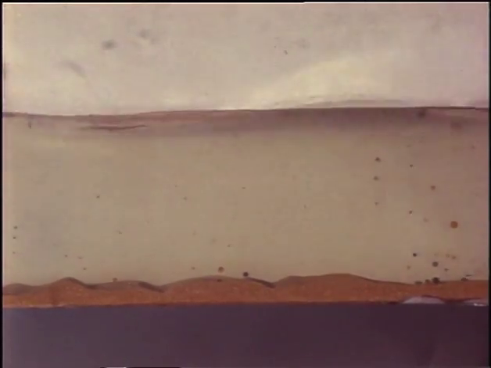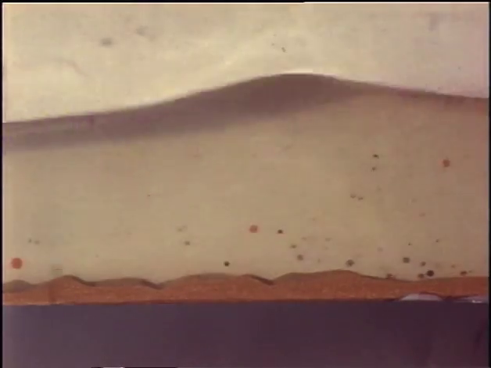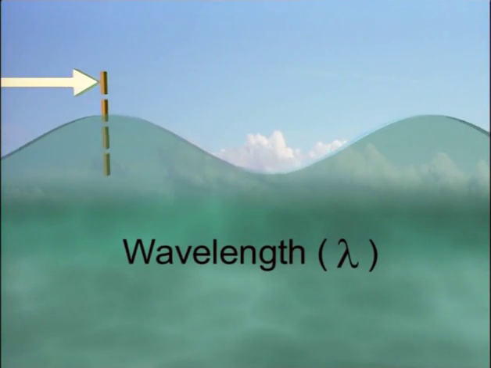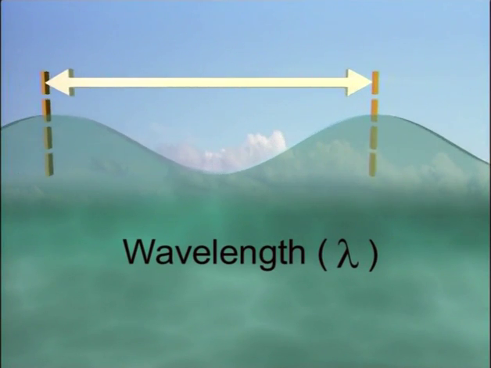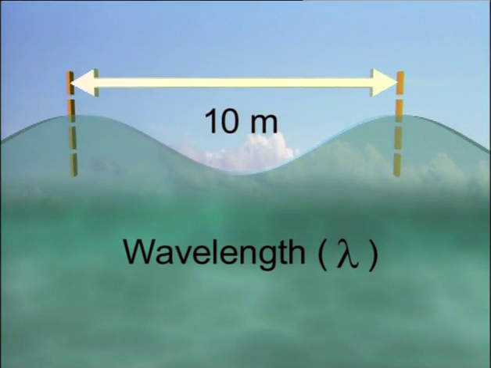Amplitude and wave height are indicative of the energy in the wave. Smaller waves carry smaller amounts of energy. As wave size increases, so does the energy in the wave. Wavelength is the distance between two successive wave crests. In this case, 10 meters.